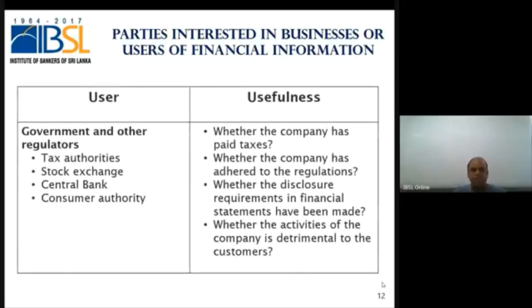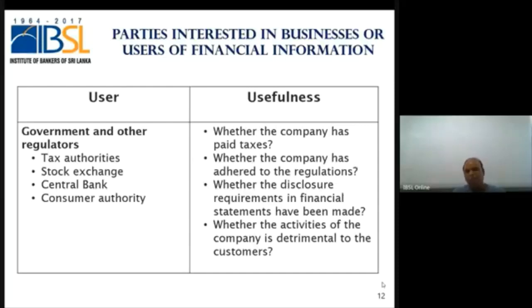And the next category, the most important one, the government and other regulators. Every business that is running on the earth is being governed and monitored. How? There are tax authorities to see whether the taxes are being paid properly. There is the stock exchange, to see whether the regulations are met by the companies. The central bank, especially to monitor the operations of the banks. And there is also the consumer authority to ensure that good products are being produced by companies for the consumption of the public.